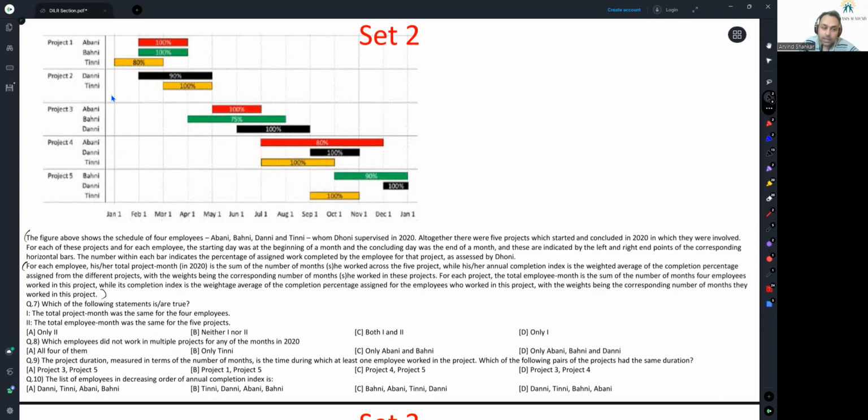For each employee, his or her total project month is the sum of the number of months he or she worked across the five projects, while his or her annual completion index. So before we get to annual completion index, there is a term called project month, which is the number of months worked. This is the first definition given. Next, the annual completion index is the weighted average of the completion percentage assigned from the different projects.